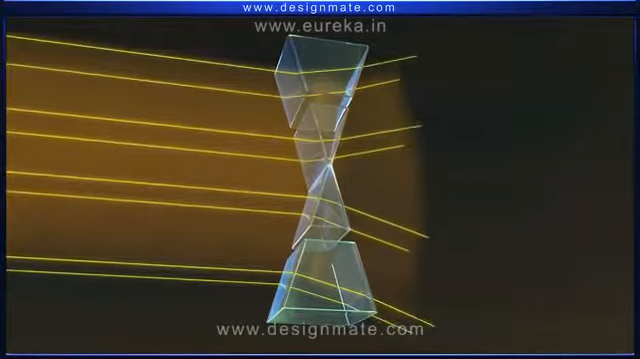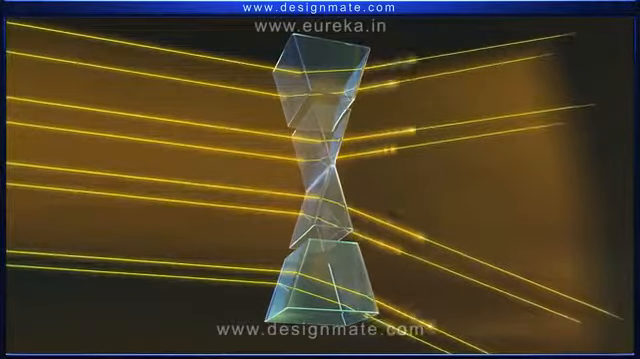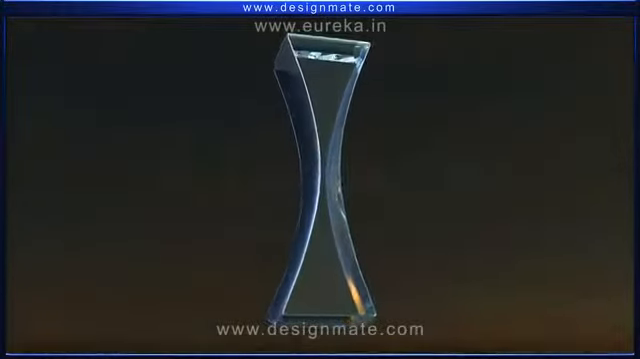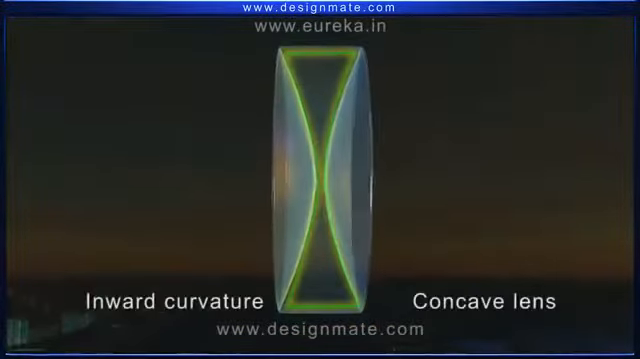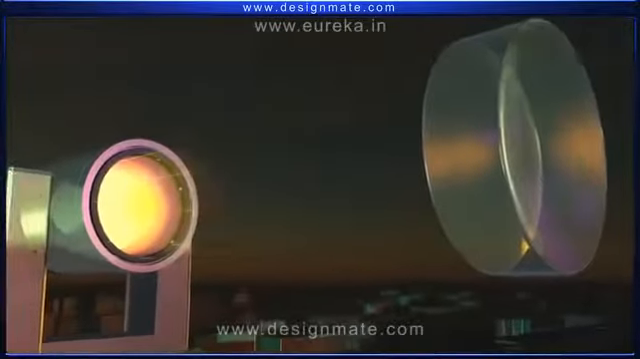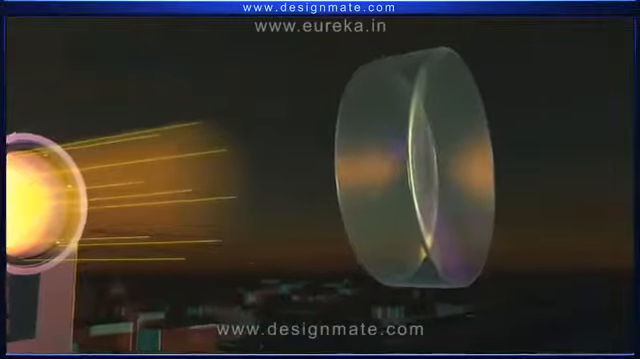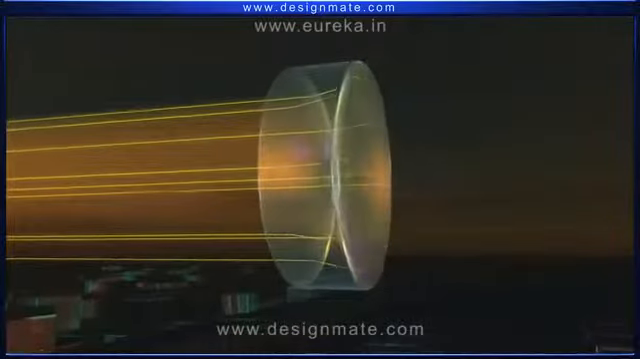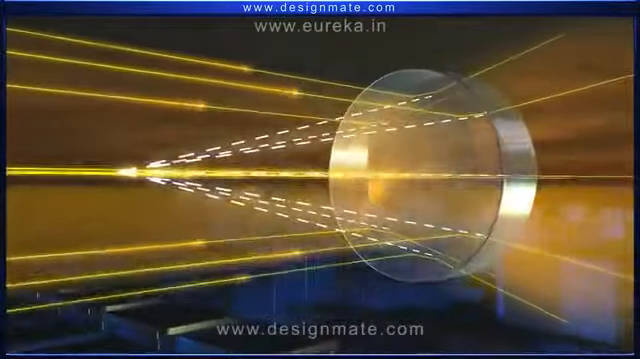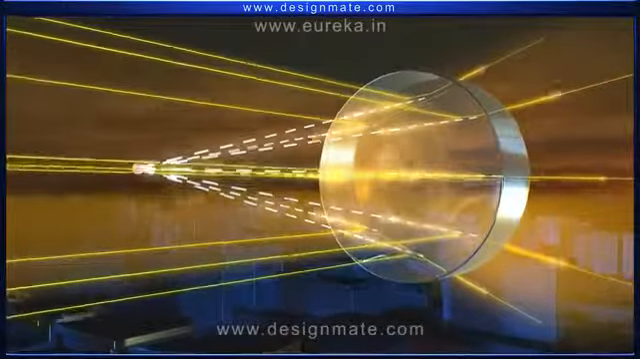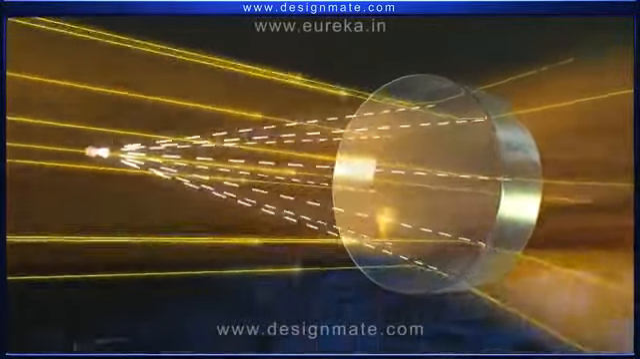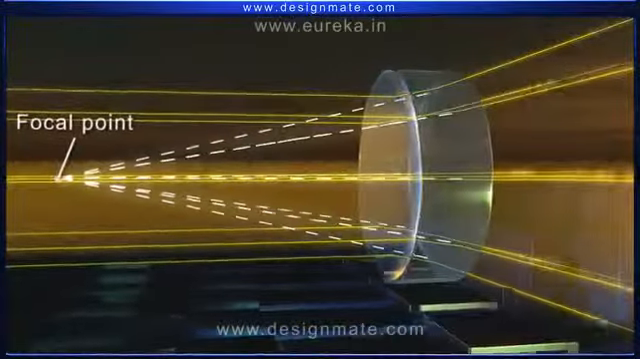Overall, we can see that the light undergoes divergence and it emerges on the other side. A single piece of glass formed in this fashion, having inward curvature, is called a concave lens. The parallel rays of light incident on the concave lens undergo divergence as they emerge on the other side. If the divergent rays are extended backwards, then they appear to meet at one point on the principal axis on the same side of the object. This point is called the focal point of the concave lens.